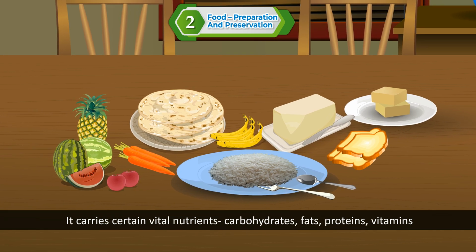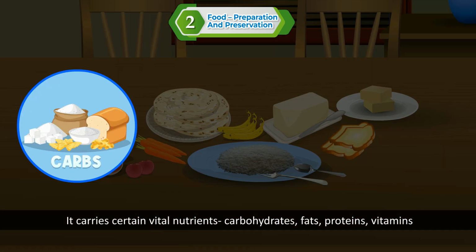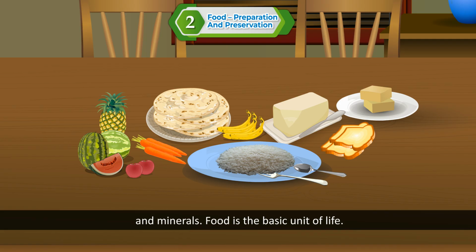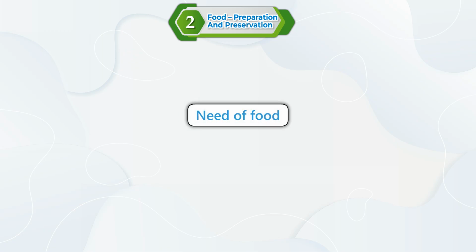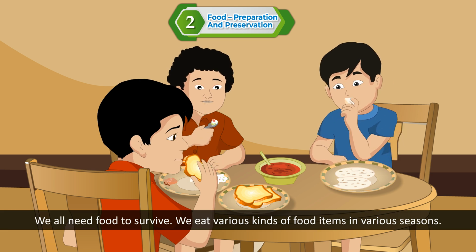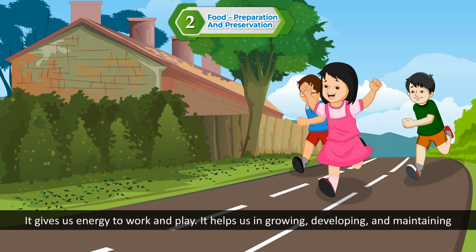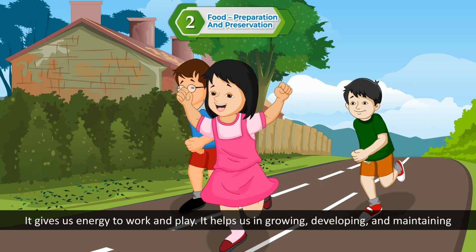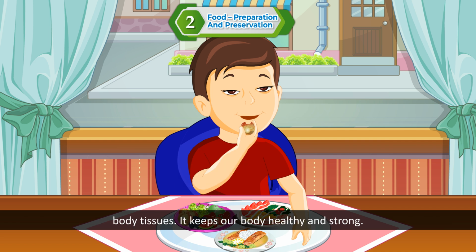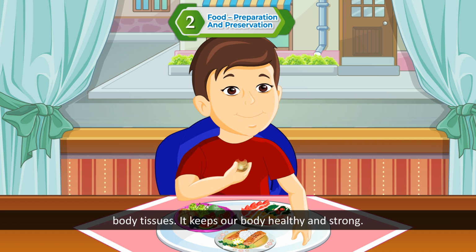It carries certain vital nutrients: carbohydrates, fats, proteins, vitamins and minerals. Food is the basic unit of life. Need of food. We all need food to survive. We eat various kinds of food items in various seasons. It gives us energy to work and play. It helps us in growing, developing and maintaining body tissues. It keeps our body healthy and strong.